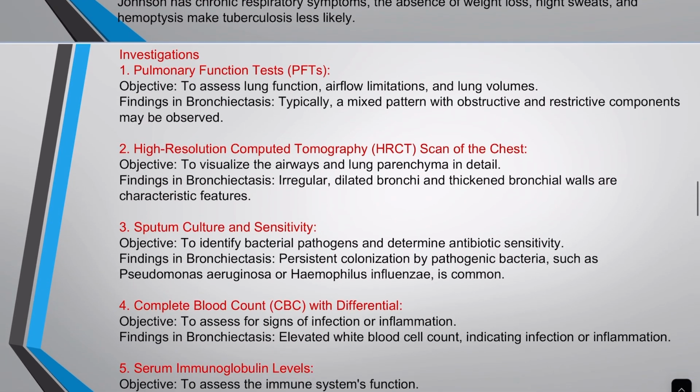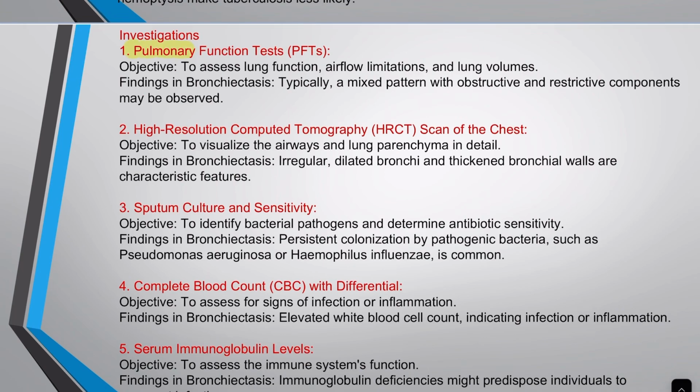So what are the investigations which are important? We want to do the pulmonary function test to assess the lung function, airflow limitation, lung volume. So typically we may have a mixed pattern with an obstructive component, but remember that in bronchiectasis we expect to see the obstructive pattern.